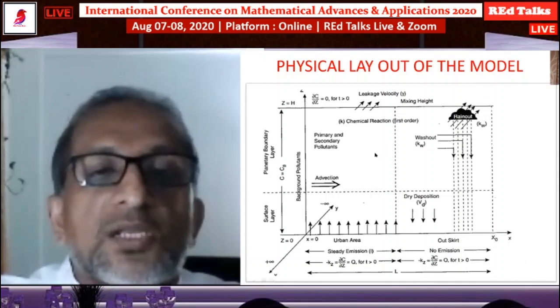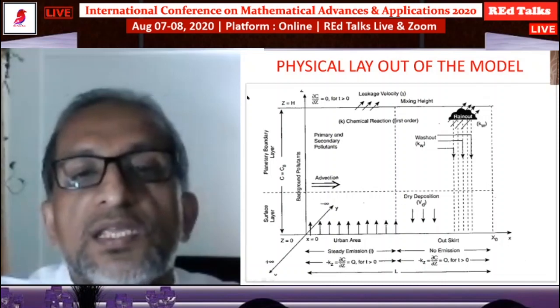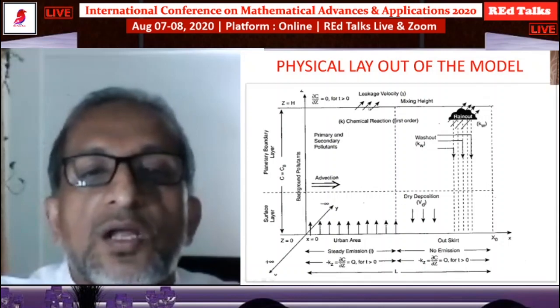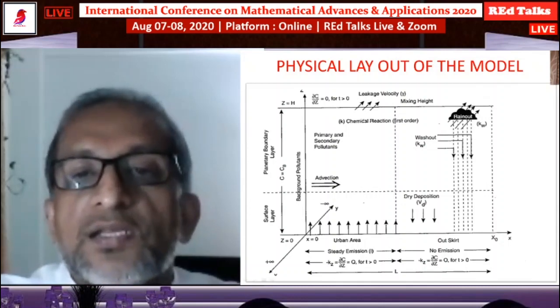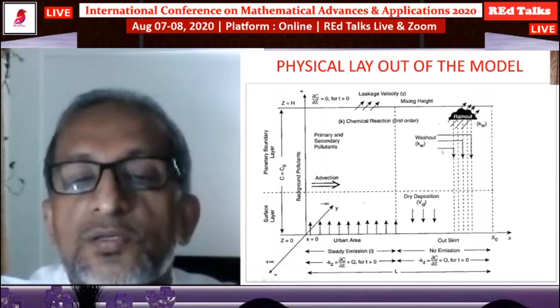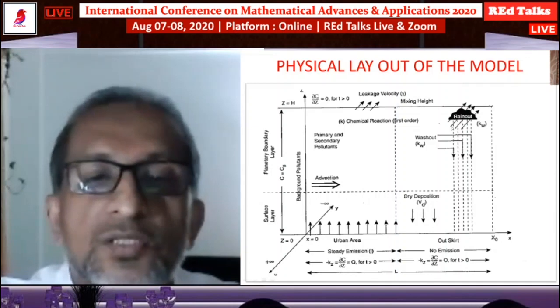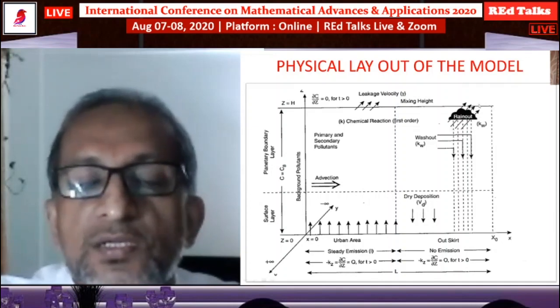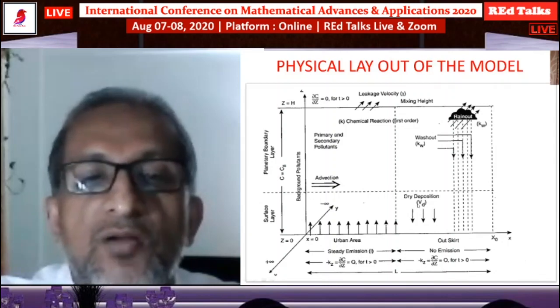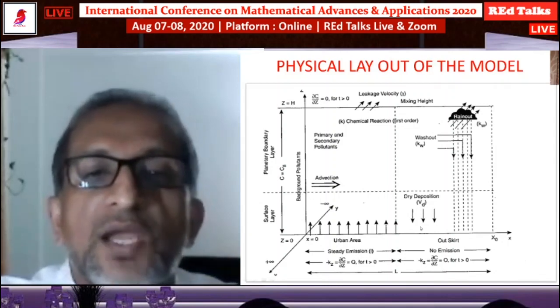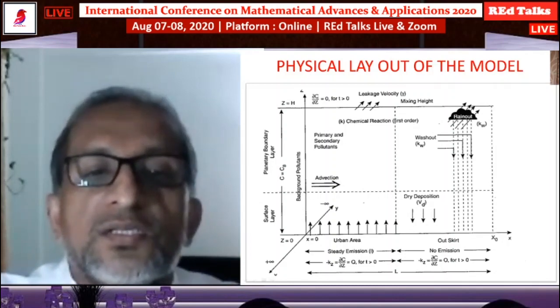Of course, in this particular model, I have not considered the leakage velocity. That is, some of the pollutant escapes into the atmosphere, and the pollutant undergoes chemical reaction, and some of the pollutant is washed out because of the rain, and some is washed out by the clouds, that is rain out, and some of the heavy particle pollutant is deposited at the ground. So these are all the removal mechanisms we have not considered here. We have only considered a non-removal mechanism and non-reactive pollutant.